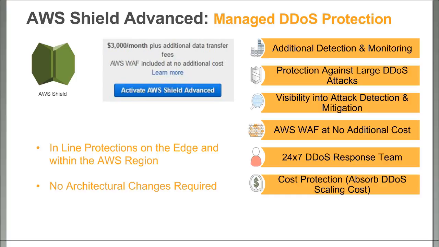The AWS WAF, which we just covered, is included at no additional charge when using the AWS Shield Advanced service. Finally, you get a lot of new visibility into attack detections and mitigations with the CloudWatch metrics that are available with that service. Best thing is, no architectural changes required, near instant on protection when turning on the service, and it's available globally.